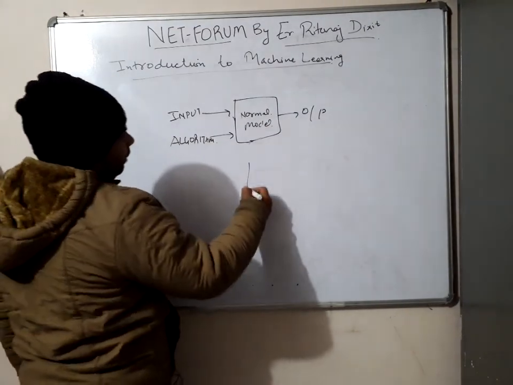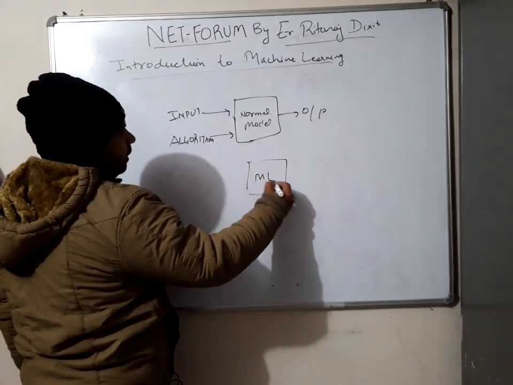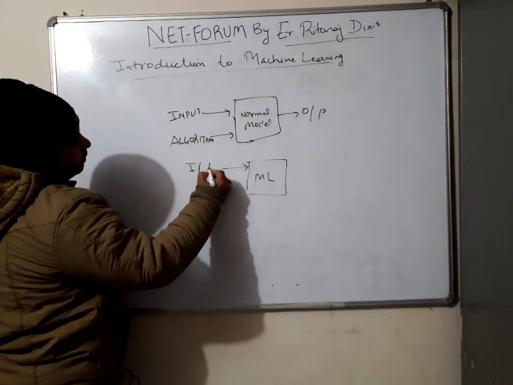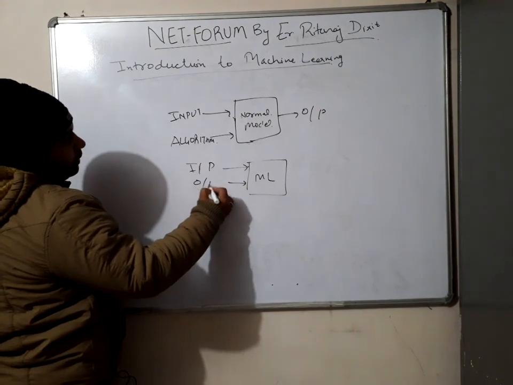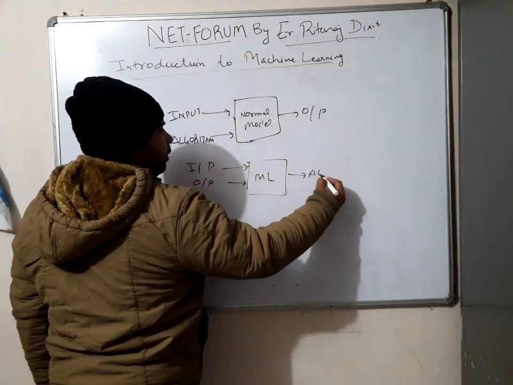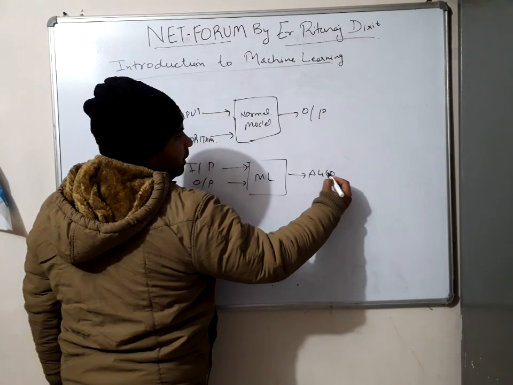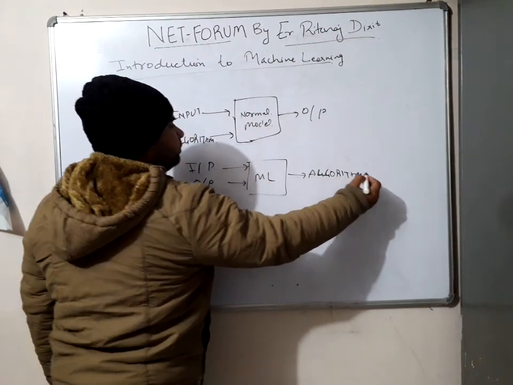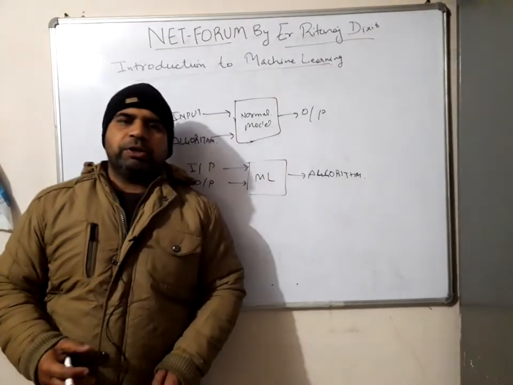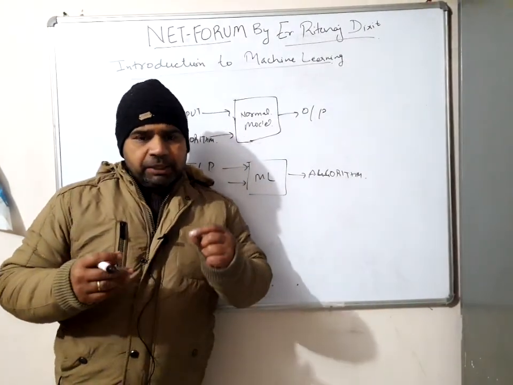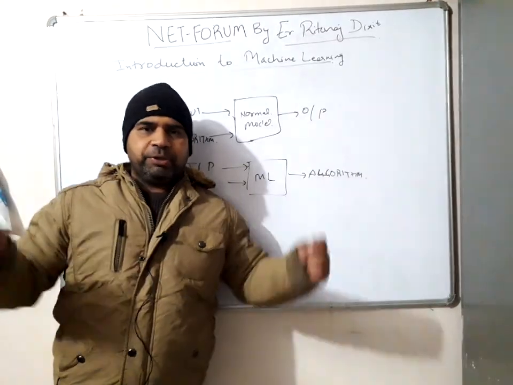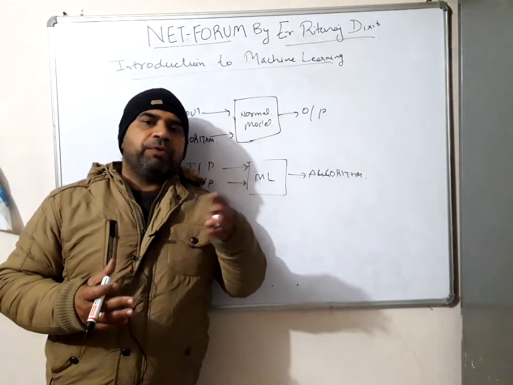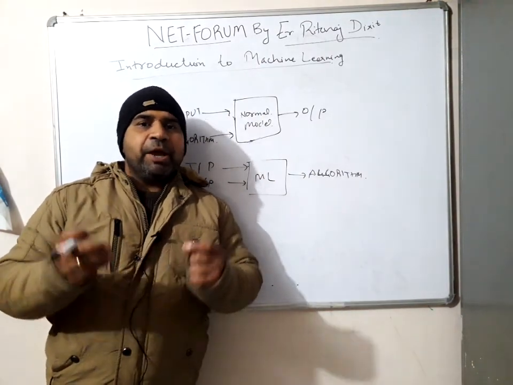But in a machine learning model, in ML, we have input, we have output, and we get the algorithm. So what exactly this means is that in the machine learning process we have the input set and we have the output set, right? So what we do is try to approximate a function which gives us the minimum error.